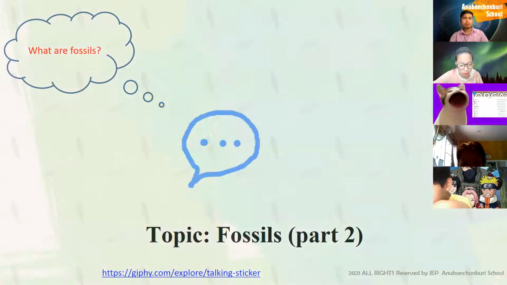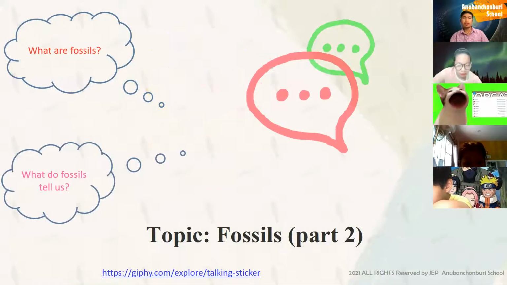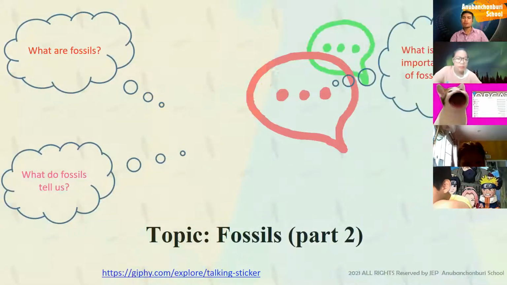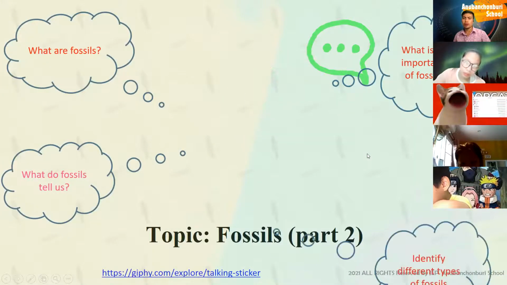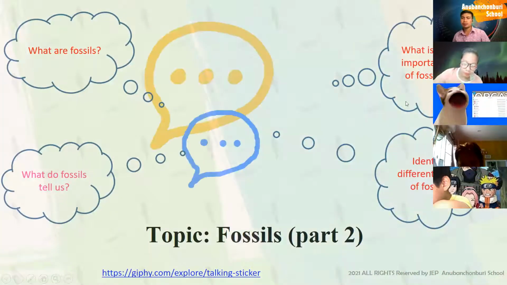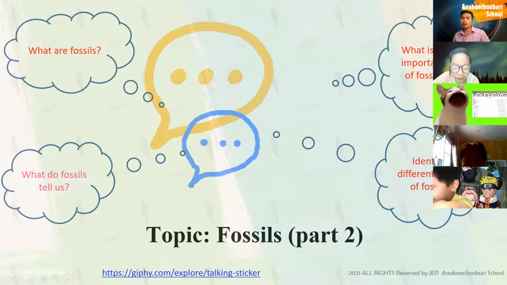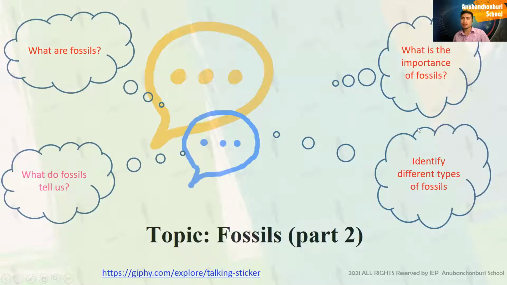Okay. So what are fossils? What do fossils tell us? What is the importance of fossils? And this afternoon we will focus on the different types of fossils.